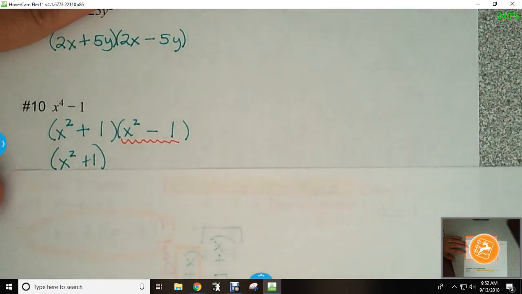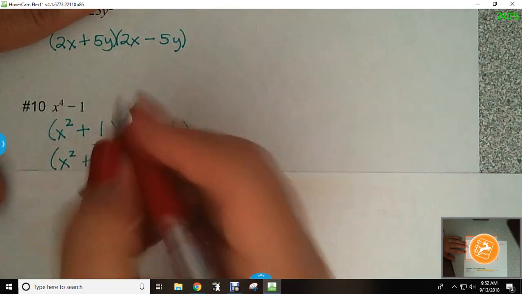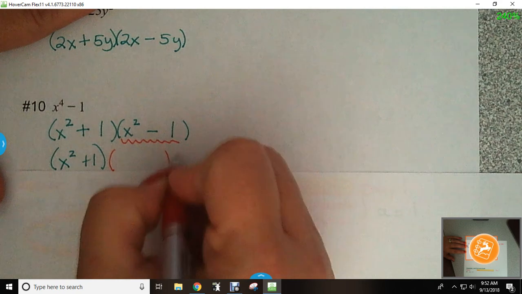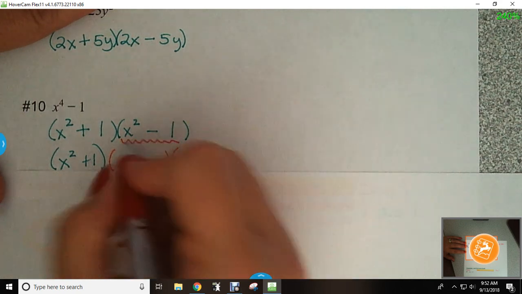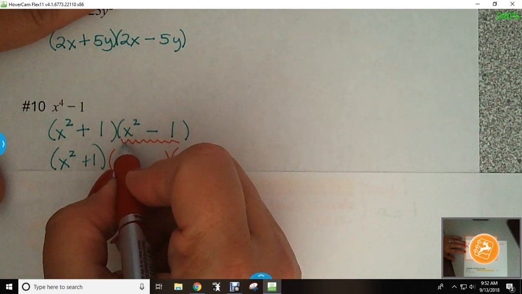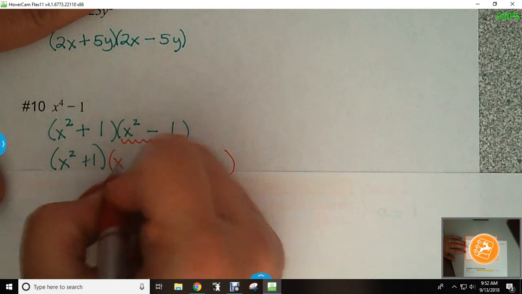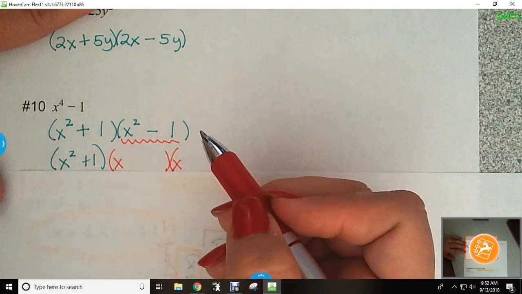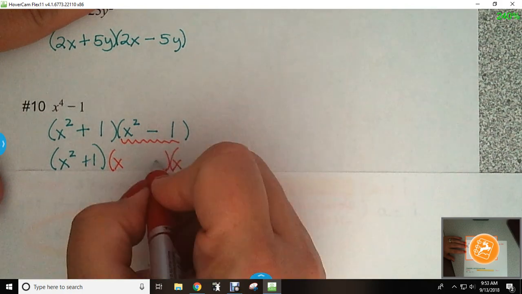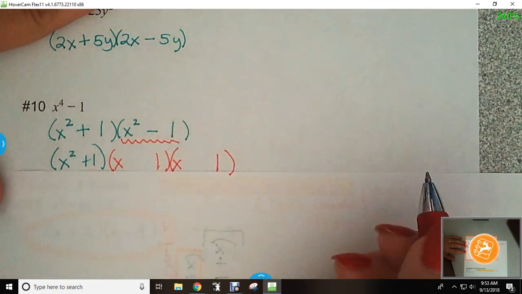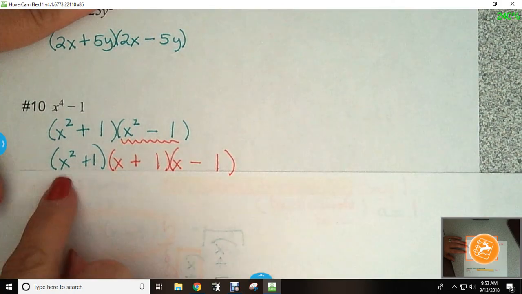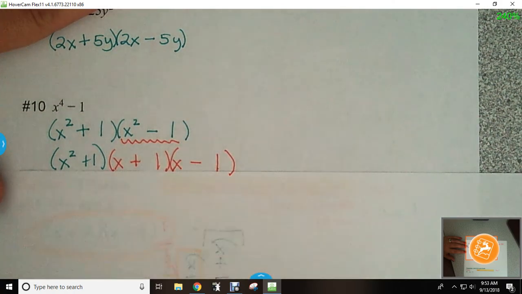But now, for this other part here, we already discussed it's a difference of squares, so two sets of parentheses. To multiply and get x squared, I'm going to put an x times an x. That's what the square root of x squared is. Now the square root of 1 is 1. Put it in each one. 1 gets a plus, 1 gets a minus. This is your completely factored correct answer.